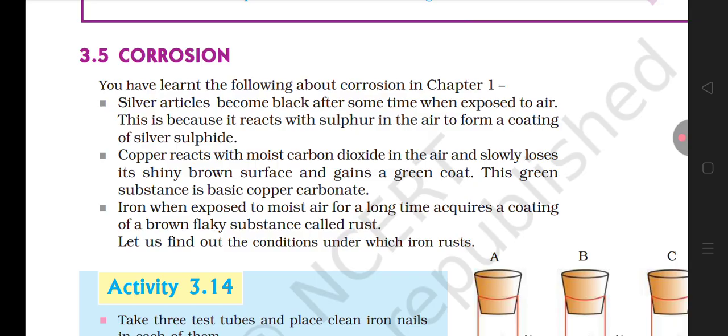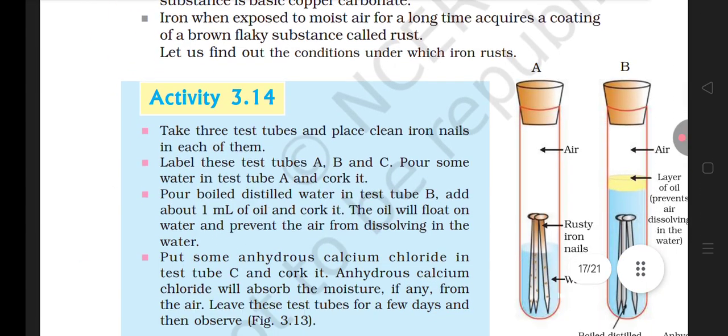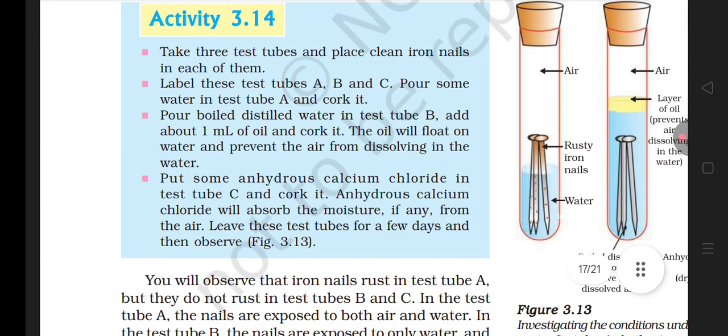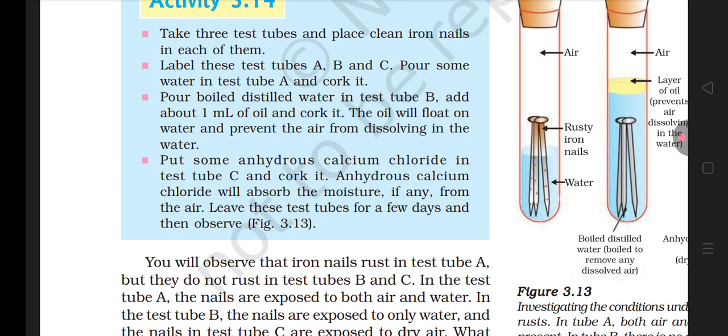It reacts with oxygen basically. So Fe2O3. And next, let's find out about the conditions under which iron rusts. Take three test tubes and place a clean iron nail in each of them. Label the test tubes A, B, C.